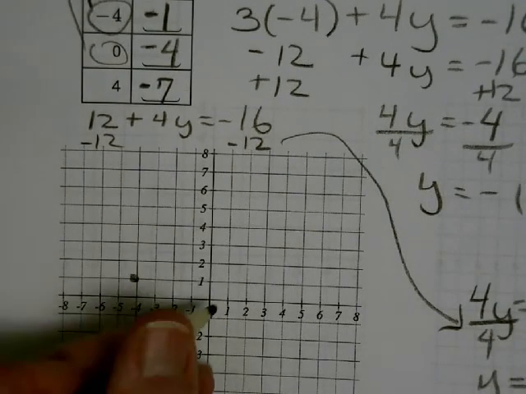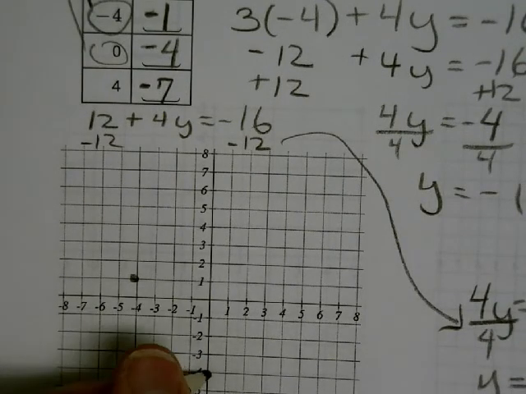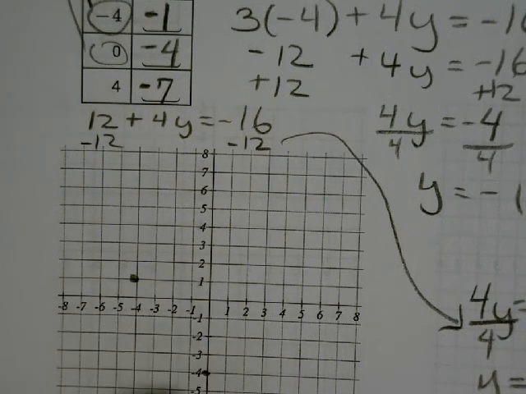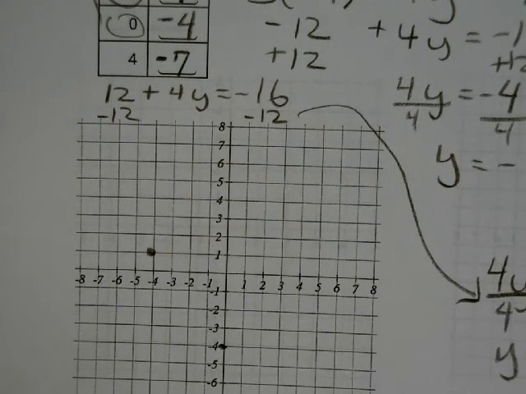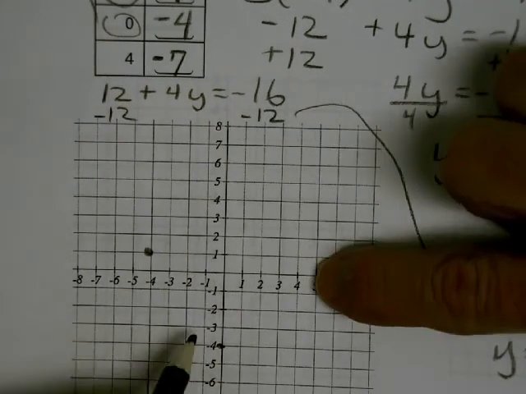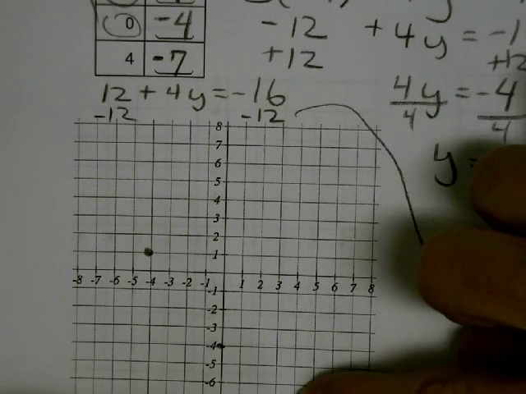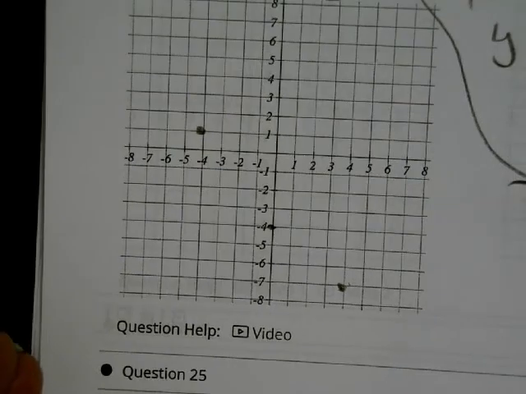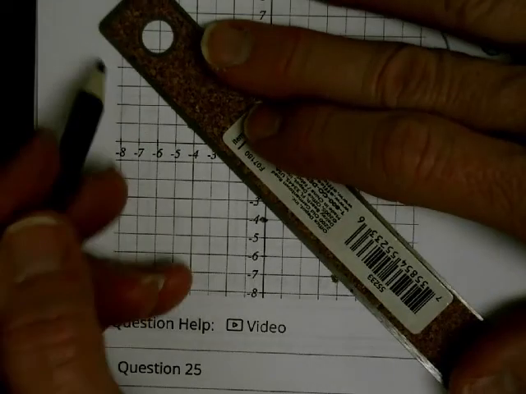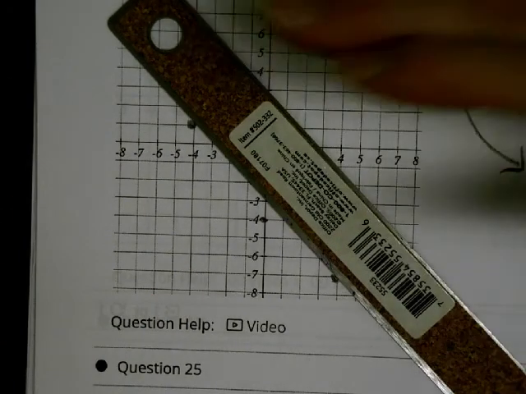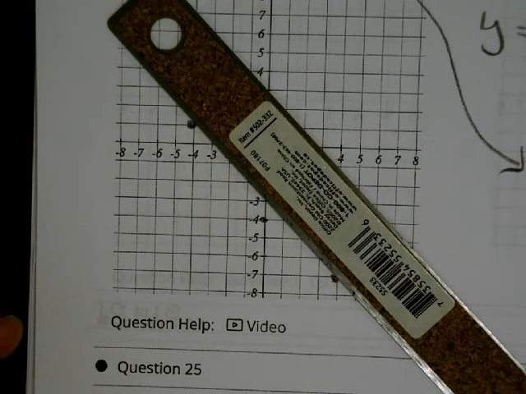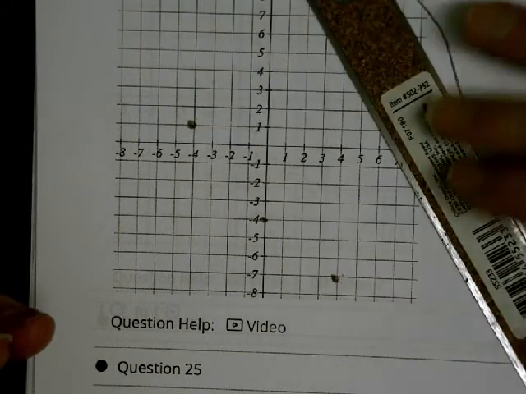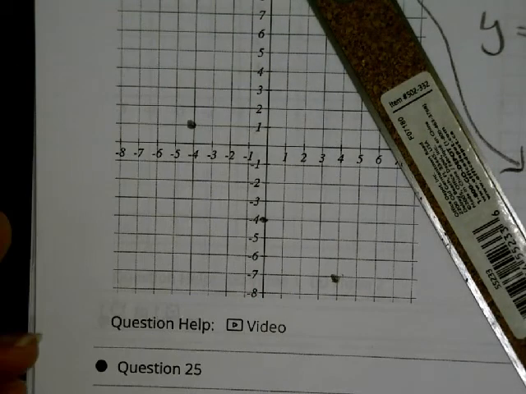I don't know what I got busy with. All of a sudden it's 13. Negative 4, 1. 0, negative 4. 4 over negative 7. There we go. Is that a match? 4, negative 7. There we go. It almost doesn't look like a straight line, but it is.